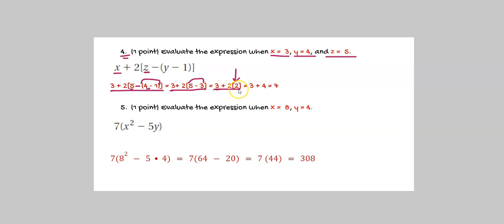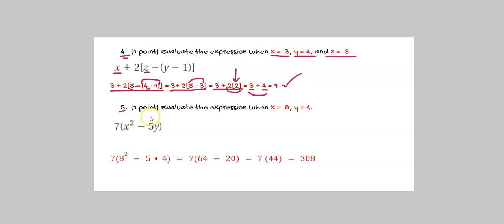Now we have this 3 plus 2 multiplies 2, and we're going to use the order of operations again. We're going to evaluate first the multiplication. So we have 3 plus 2 times 2 is 4. And then the last line is to add 3 plus 4, and that equals 7.